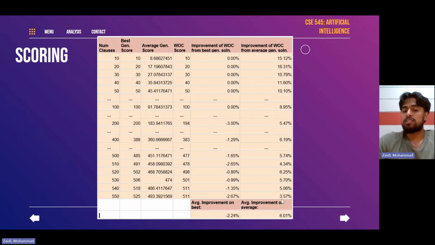So while wisdom of crowds did seem to perform better than the average genetic solution, if you're running multiple genetic algorithms in order to perform wisdom of crowds, you are typically better off just picking the best solution from your genetic algorithm population rather than running the genetic algorithm multiple times and aggregating.